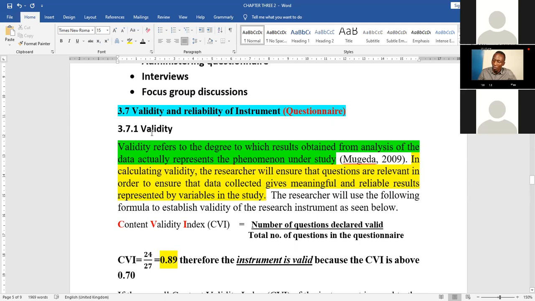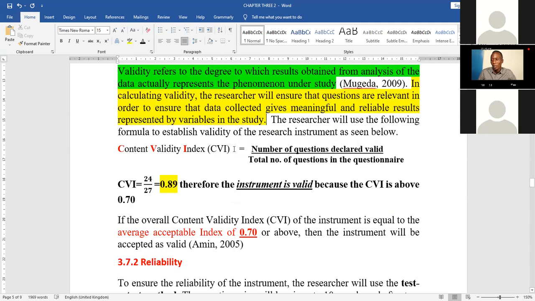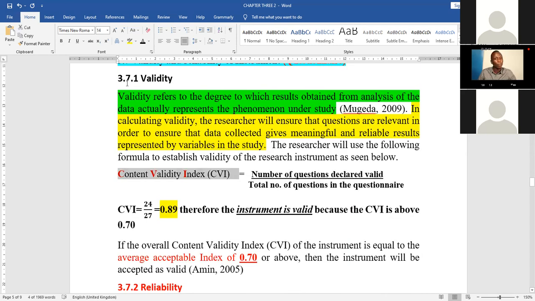And then that's when you will be able to determine for validity. And when you are calculating for validity, we use the formula. So this is the formula that we use when you are determining for validity. CVI. Now, what does CVI stand for? CVI stands for Content Validity Index. That is CVI, Content Validity Index. So CVI is the same as validity. They're the same. This is just the formula for validity.